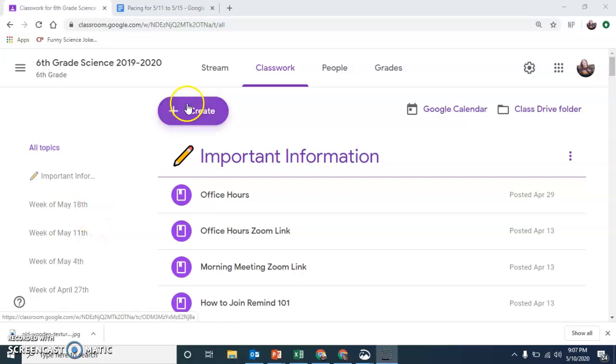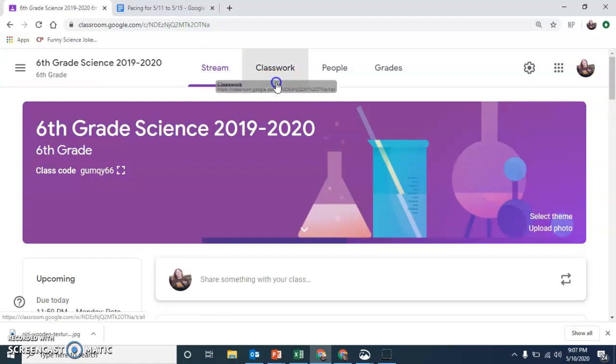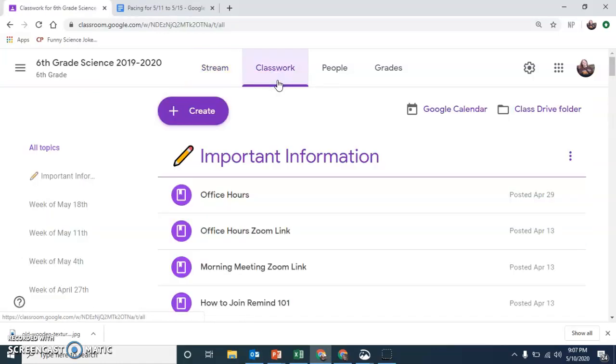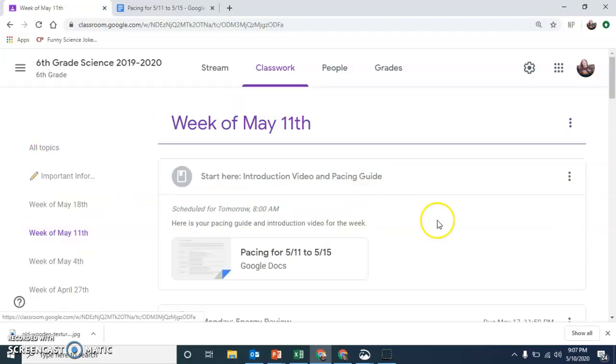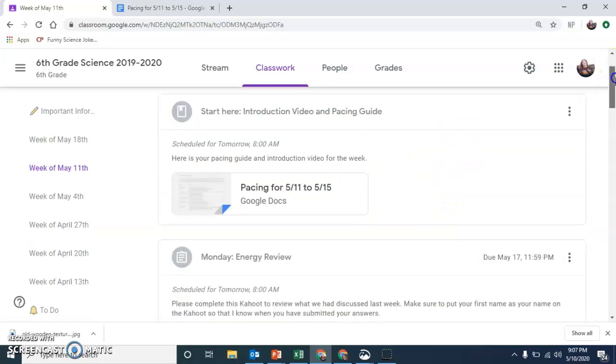So what I want you guys to do, when you get into the class, I'd like you to click into the classwork section. And down here on the side, you want to click the week of May 11th. The reason for this is because it's a little bit of work that we have to do this week.